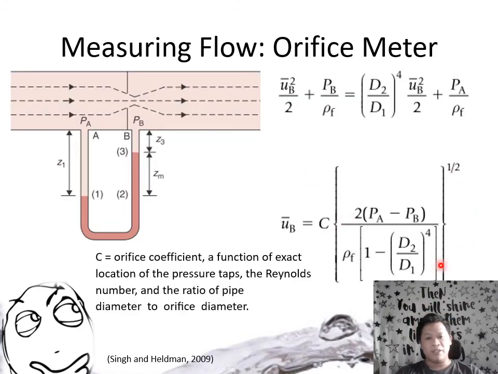So this is the working equation for measuring flow using the orifice meter. So the velocity then could be determined using the difference in pressures at points A and B, as well as the known diameters, known density of the fluid, and C, which is an orifice coefficient, which is a function of the location of the pressure taps and Reynolds number and pipe diameter ratios.